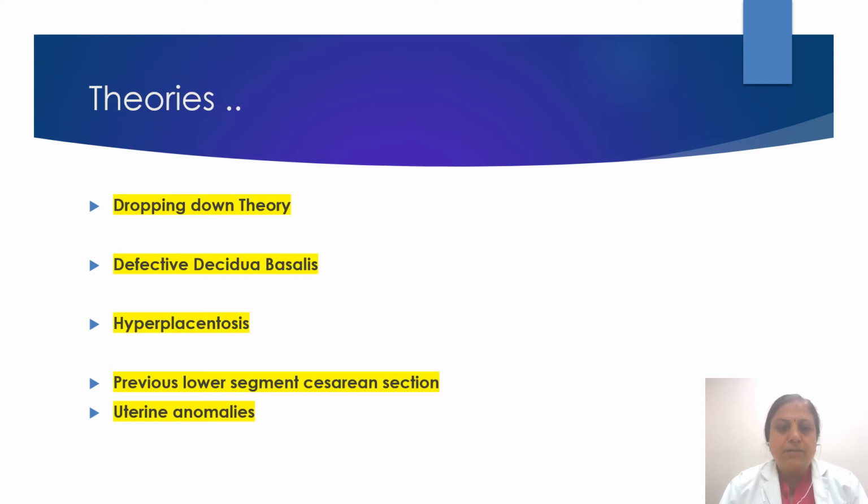Third is hyperplacentosis, that means there is a large size placenta, like in twin pregnancy or diabetic. It occupies a large area and that is why it comes down. Previous lower segment cesarean section: there is a scar in the uterus on the anterior side. So if there is an anterior placenta, there is a possibility of placenta previa. Then uterine anomalies predispose to placenta previa.